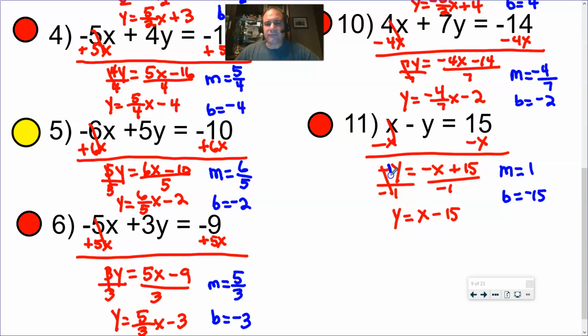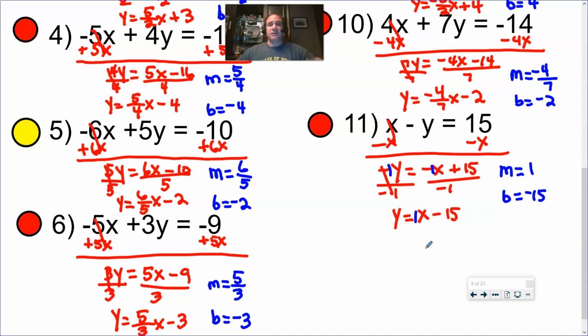Since this has a negative 1 next to it, I divided by a negative because the negative y is not good enough. You need to get a positive y. So when you divide by the negative 1, the number next to the y is a negative 1. So that means divide by negative 1 on both sides, and you get positive y equals negative 1 divided by negative 1 is a positive 1. And then 15 divided by negative 1 is negative 15.